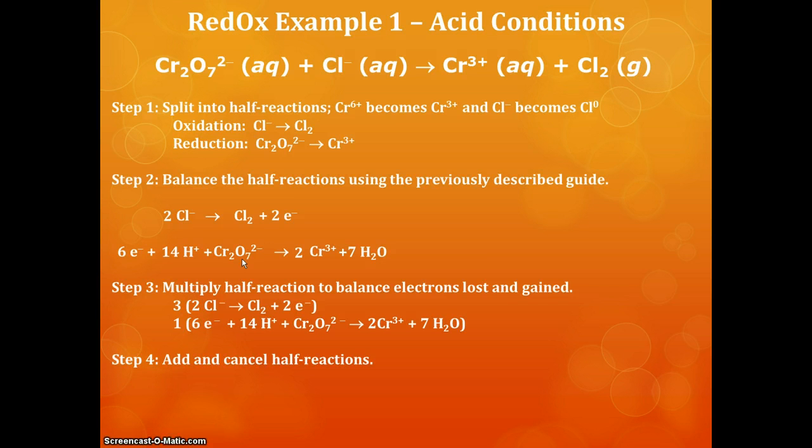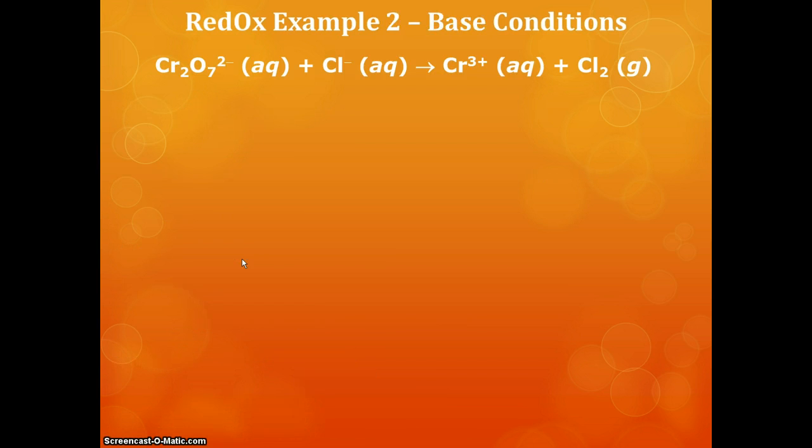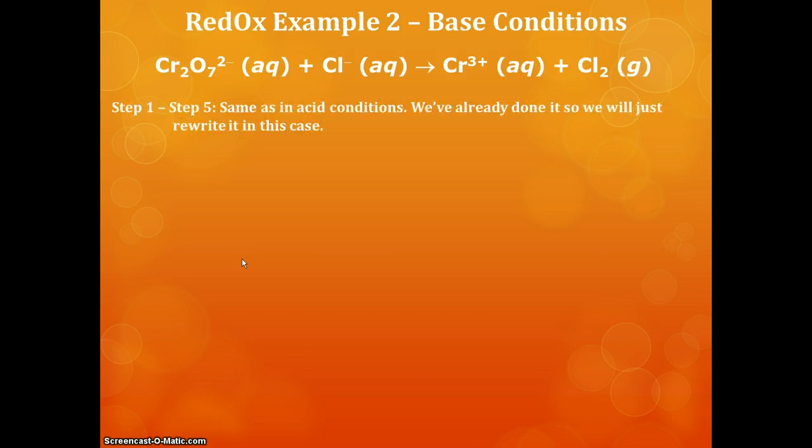So now we'll add them together, seeing that my 6 electrons now cancel out. All other species remain intact. So we rewrite all reactants, all products added together, and there you have the acid condition oxidation reduction reaction between dichromate and chloride. If we are to move this into base conditions, the only thing we're going to change is what we do at the end.